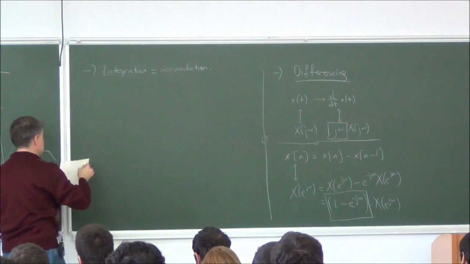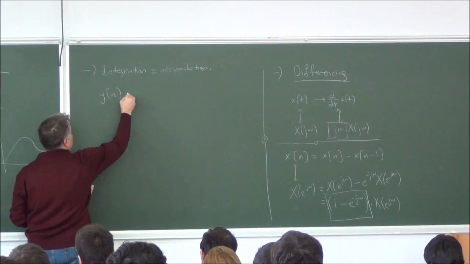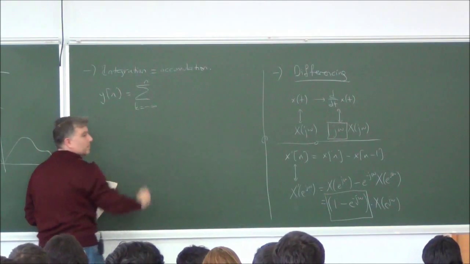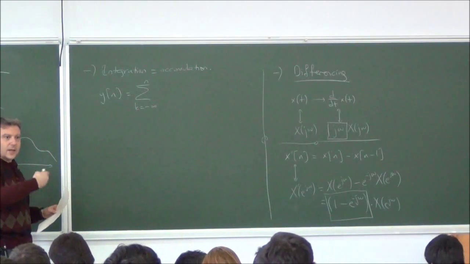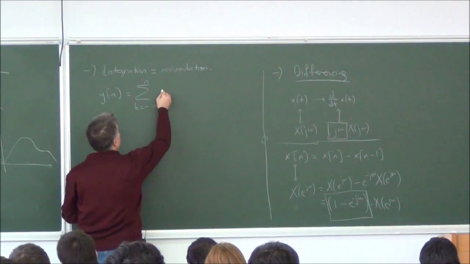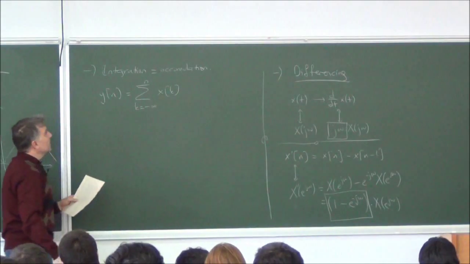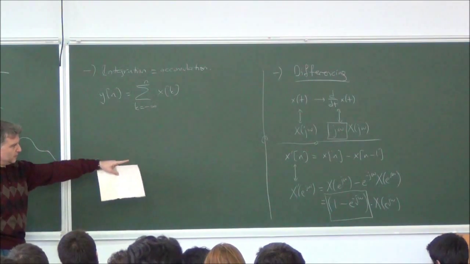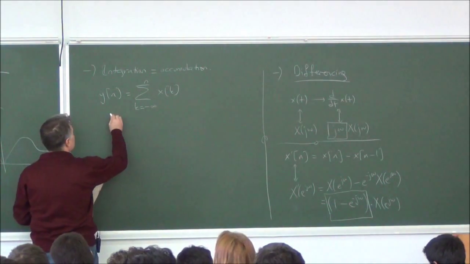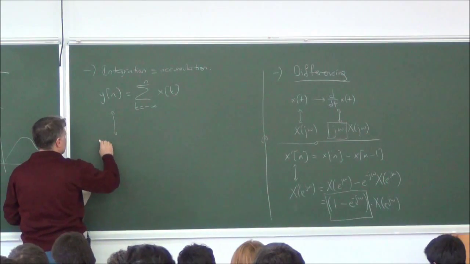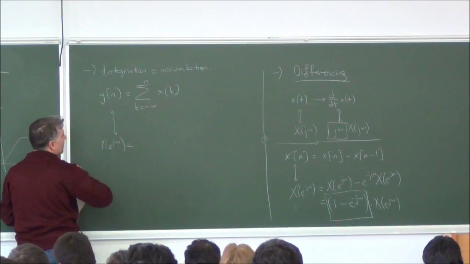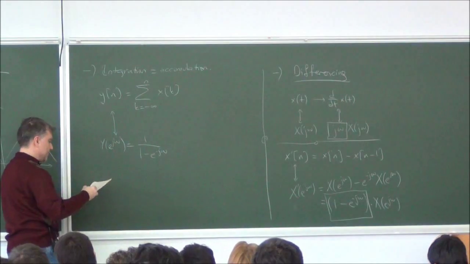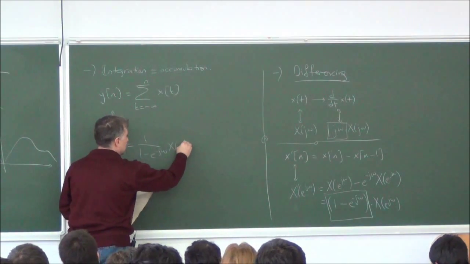And this accumulator is this y of n. The accumulator output is equal to the summation, k from minus infinity to n, of all the signals up to the instance of n, x of k. This is our accumulator, which is the inverse system of the difference operator that we have seen over there. And therefore, the Fourier transform of this, y of e to the j omega, is equal to 1 over 1 minus e to the minus j omega times x of e to the j omega.